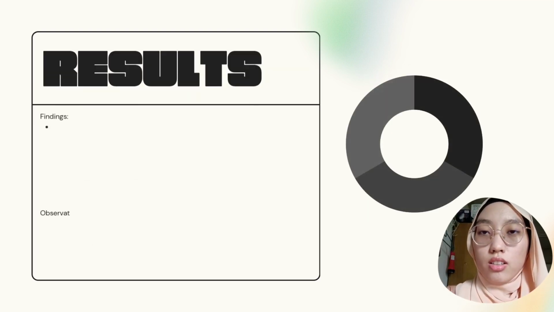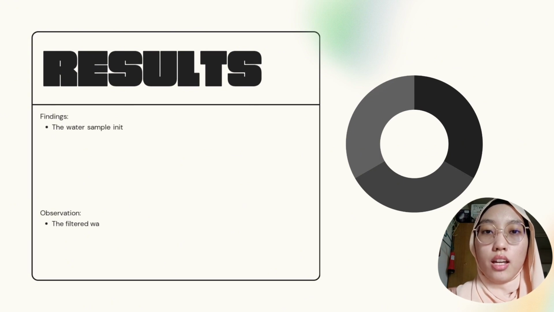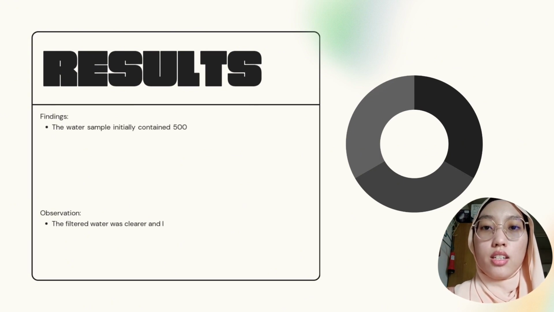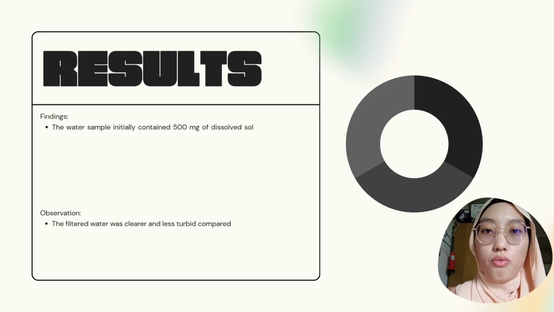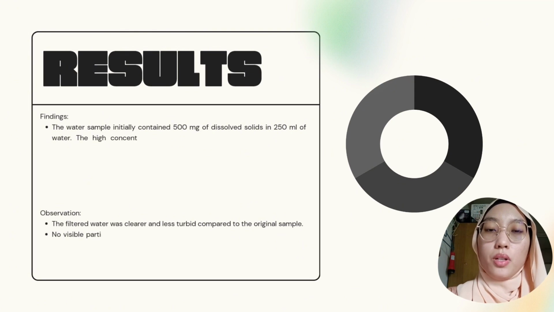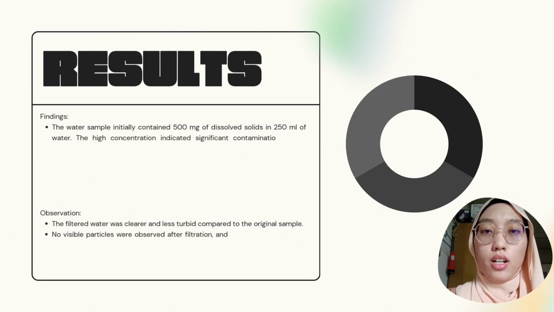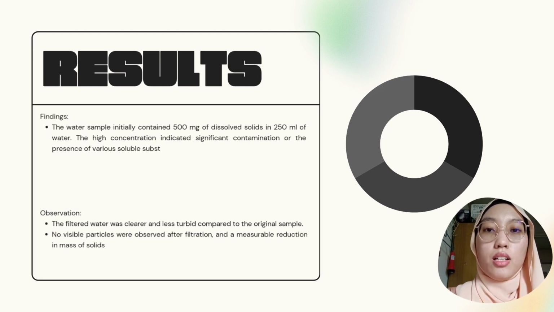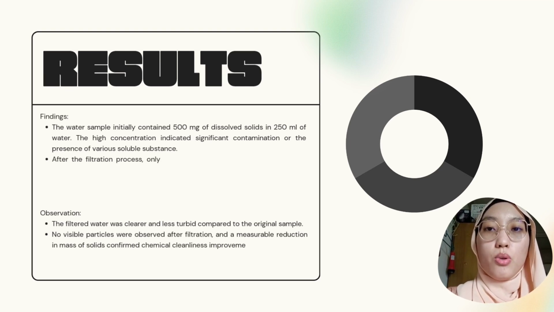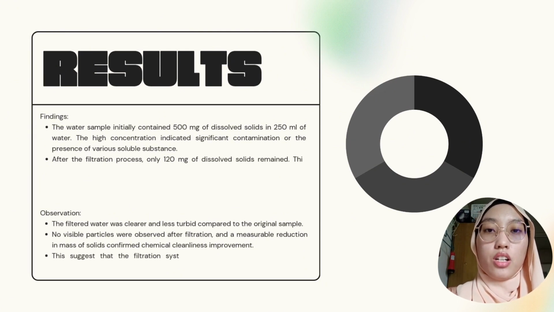The findings: the water sample initially contained 500 mg of dissolved solids in 250 ml of water. The high concentration indicates significant contamination or the presence of various soluble substances. After the filtration process, only 120 mg of dissolved solids remained. This means 380 mg of impurities were successfully removed. Therefore, the percentage removal efficiency was found to be 76%, showing that the filtration method was effective in significantly reducing the total dissolved solids.